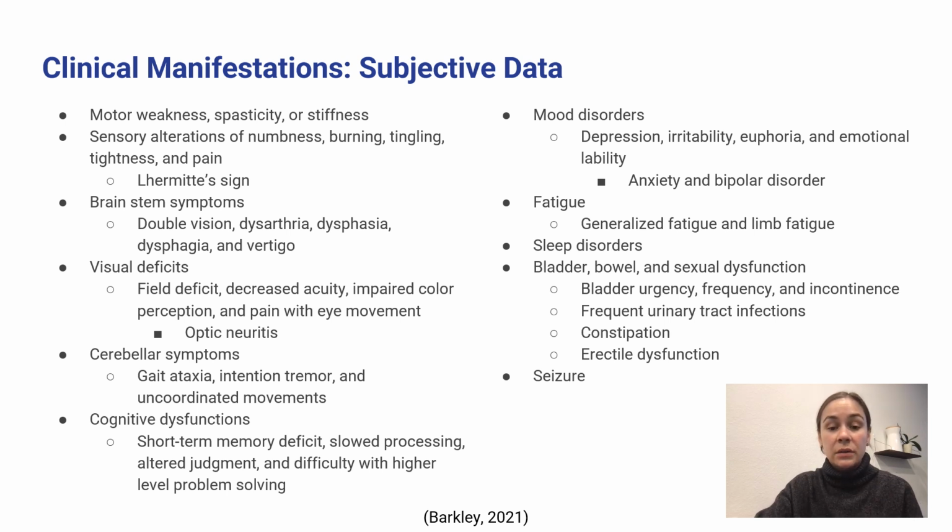Other subjective data include cerebellar symptoms, including gait ataxia, intention tremor, and uncoordinated movements. You can have cognitive dysfunctions, including short-term memory deficit, slowed processing, altered judgment, and difficulty with higher-level problem solving. You can have mood disorders, including depression, irritability, euphoria, and emotional lability. Anxiety and bipolar disorder is also associated with individuals with MS. You can have fatigue, such as generalized fatigue and limb fatigue. You can have sleep disorders, bladder, bowel, and sexual dysfunction, including bladder urgency, frequency, and incontinence, frequent urinary tract infections, constipation, and erectile dysfunction. Lastly, you can also have seizures.